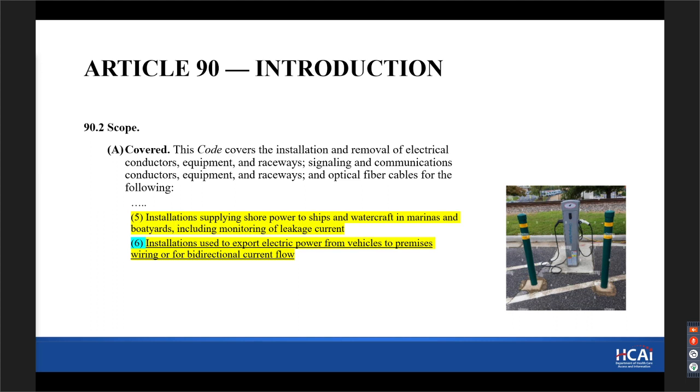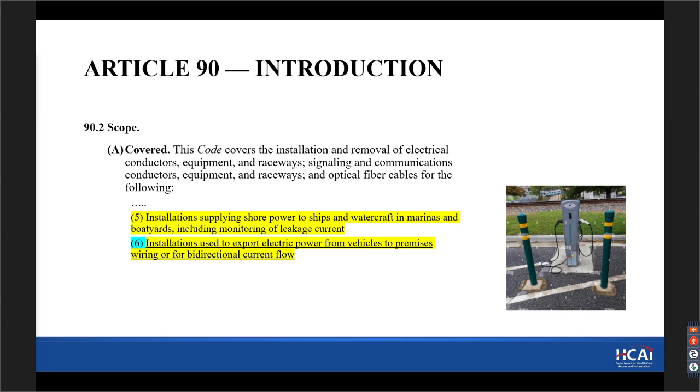So here in Article 90, where the scope is identified, it adds in what's covered: installations for shore power to ships, which we're not too interested in, but item 6, installations used to export electrical power from vehicles to premises wiring or for bidirectional current flow. So this is one of the themes I was talking about. The code is taking into account the new technologies and evolving to address that.